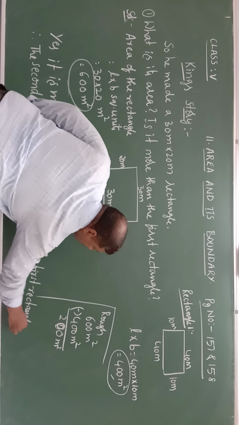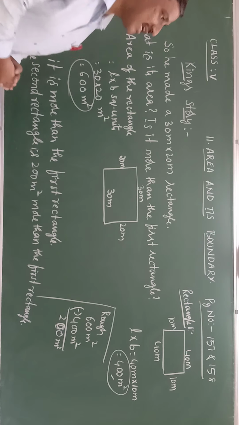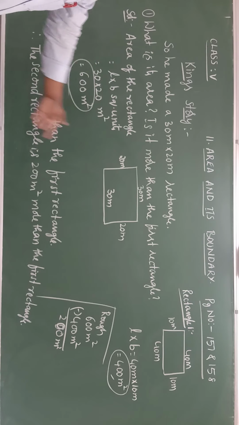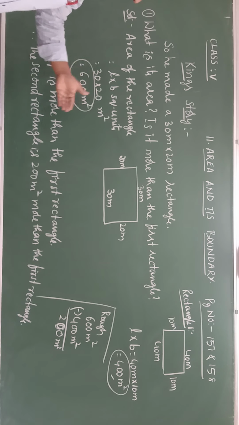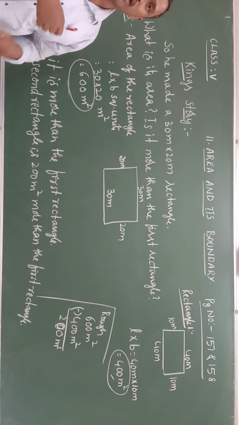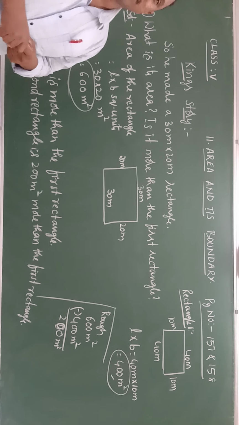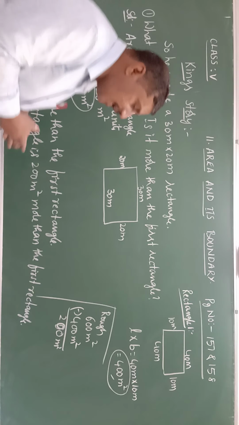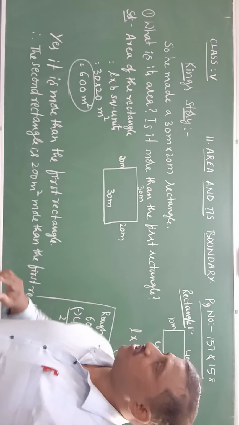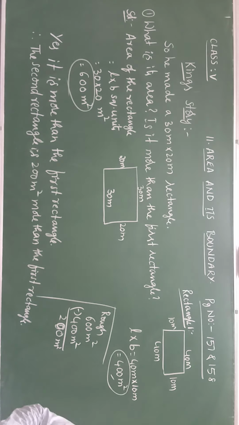So far he made two rectangles. The first rectangle area is 400 meters square. The second rectangle area is 600 meters square. Preferably he may choose the second rectangle out of these two. So he keeps on trying different rectangles of different sizes to get more area. Is it clear, children? Clear? Yes, we will continue.